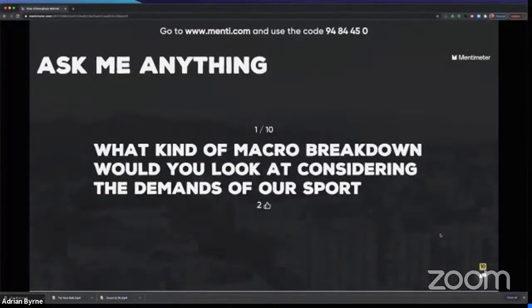Okay, so this is one of the earlier questions: what kind of macro breakdown might you look at considering the demands of our sport? So I suppose in terms of fueling for training rather than fueling for competition, maybe if we look at the weight cut. So if we think of normal training calories, what are most days going to look like?